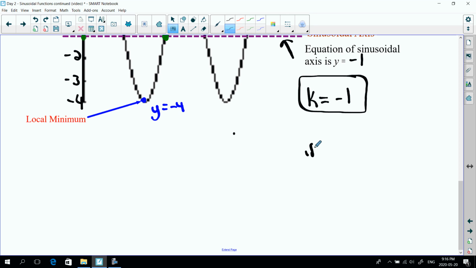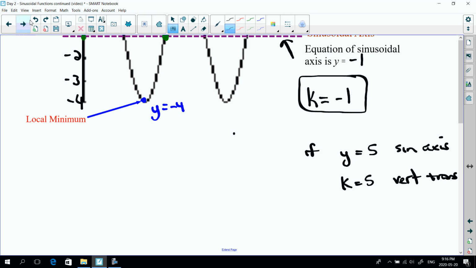If y equals 5 is your sinusoidal axis, the k value would equal 5. That's your vertical displacement or your vertical translation. Those two things are equal.